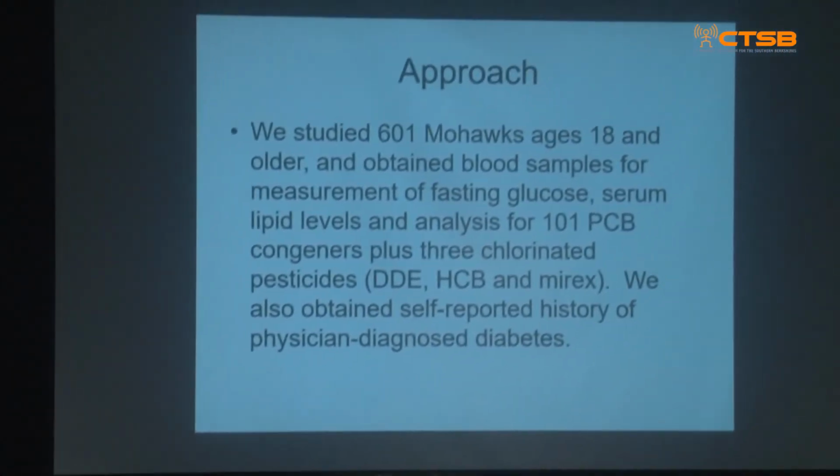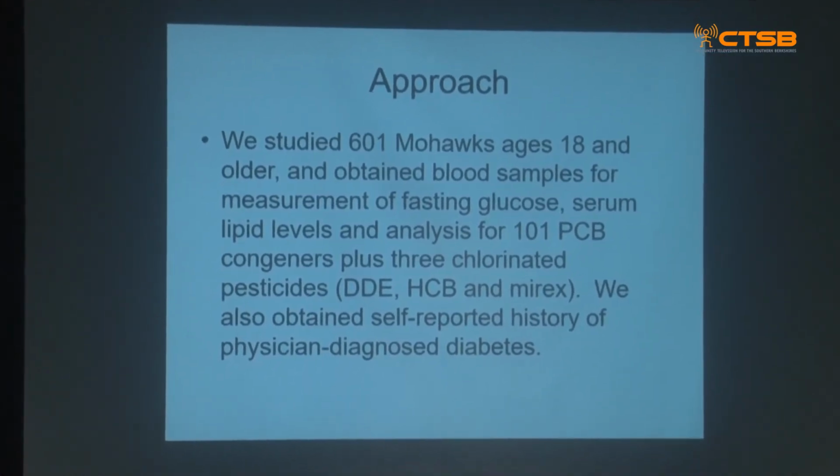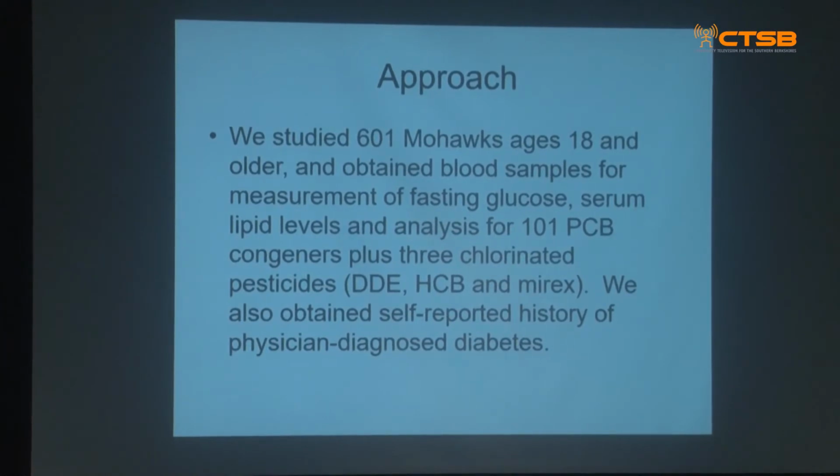And so we wanted to find out when we could measure PCBs and when we had medical records and we could get fasting glucose levels, was there an association there? So this was our lab. We measure 101 PCB congeners. We also measure 3 chlorinated pesticides. DDE is the metabolite of DDT. HCB is hexachlorobenzene. These are also chlorine containing.